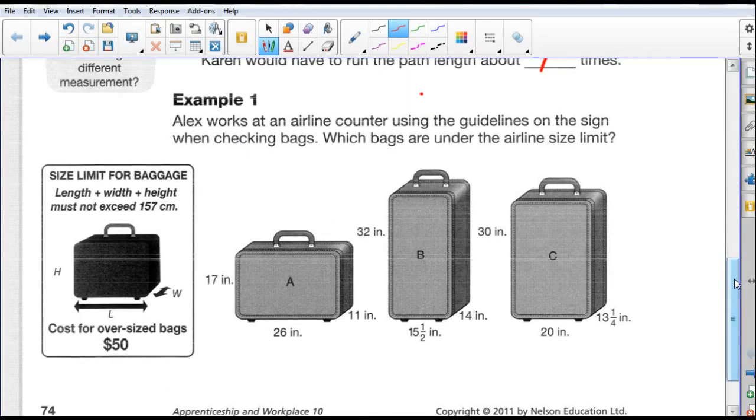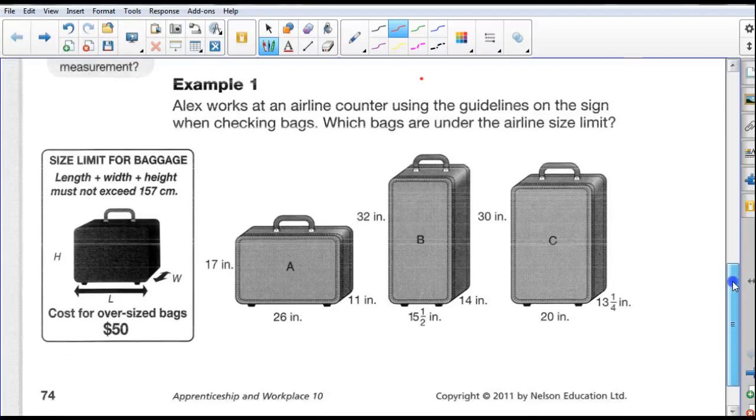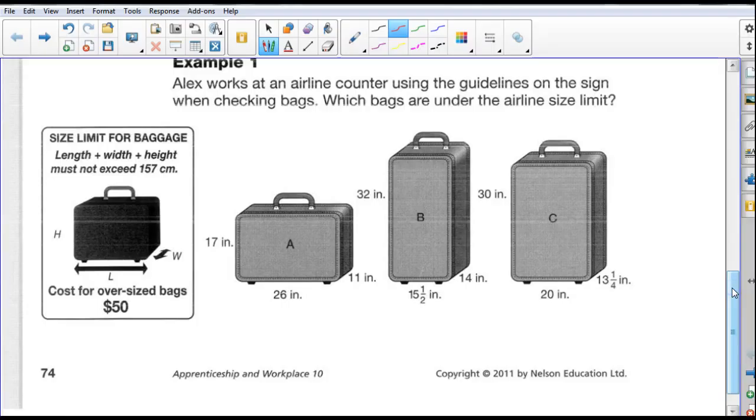Example number 1. Alex works at an airline counter, using the guidelines on the sign when checking bags. Which bags are under the size limit? So, we look at the size limit for baggage. If we add the height, the length, and the width, it cannot exceed 157 centimeters. So, the airline company that he works for uses the metric system, or the SI system. Now we've got 3 bags, A, B, and C, but all those measurements are in English, in imperial.